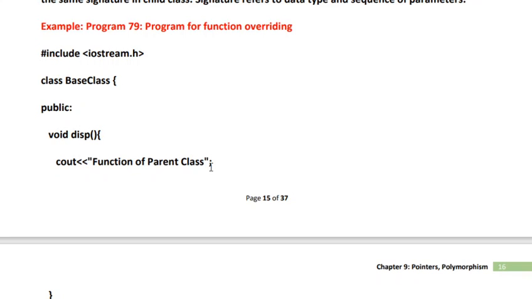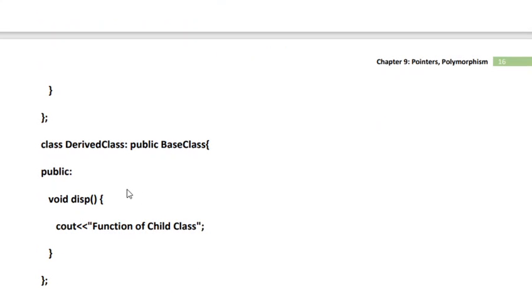Here I have a base class wherein I have a member function display placed in the public section of the class, wherein the definition of the display function displays a string that is function of parent class. Now here I have a derived class that is derived from the base class and the mode of derivation is public, and in the derived class, in addition to whatever it has inherited, it has a member function by the same name in the public section of the class. And the definition has a print statement that prints function of child class.